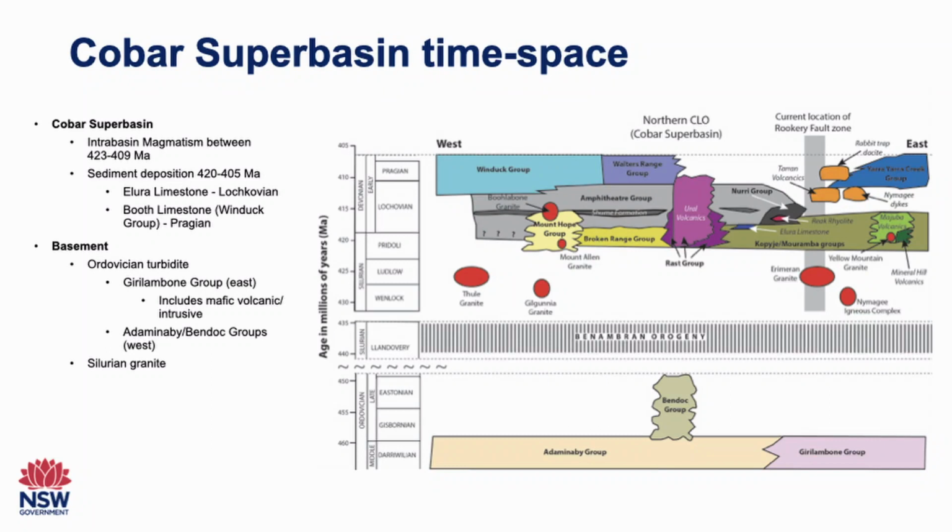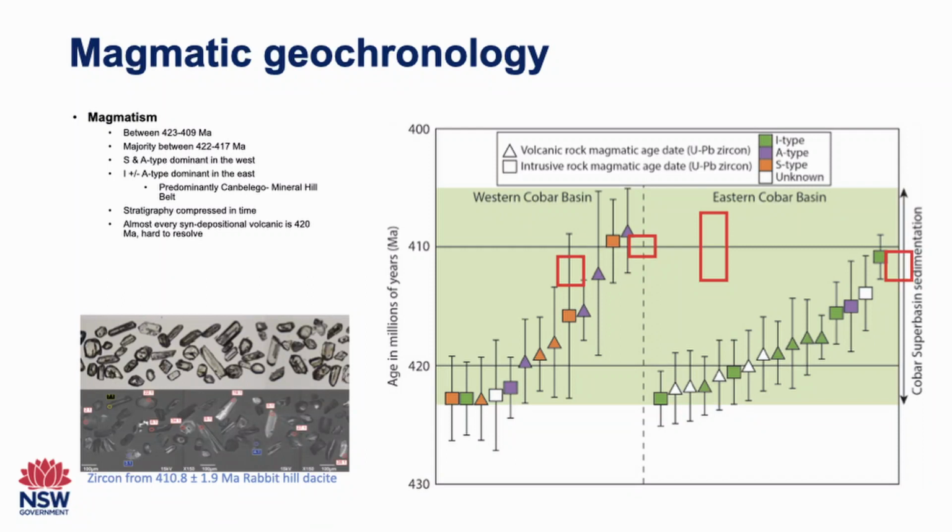But also the basin sits over the top of a sort of broken basin sequence, a basement sequence. In the east you have the Girilambone group, and in the west the basin is sitting over the Adaminaby group. Obviously the Girilambone group has mafic volcanic associations, whereas the Adaminaby group and Bendoc groups are more straight turbidites with black shales as the extra part of their system. So let's keep going. If we look at the magmatic geochronology, it ranges between 423 and 409, like I said.